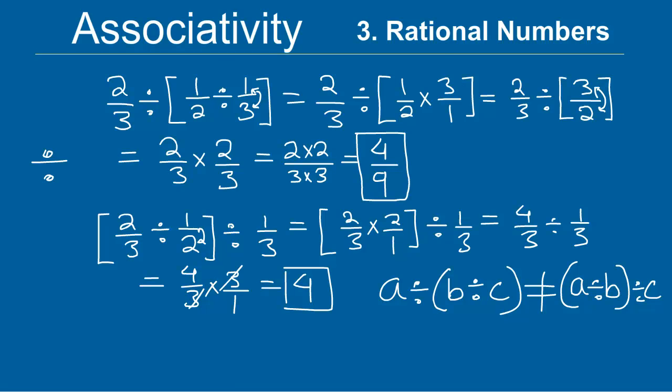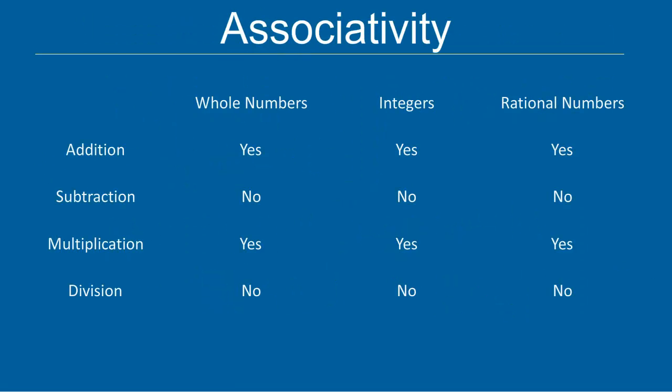Let's very quickly summarize what we have seen so far. I know this has been a very long video. So for associativity, for whole numbers, addition is associative, subtraction is not associative, multiplication is associative, division is not associative. For integers, similarly, addition is associative, subtraction is not, multiplication is, division is not. And for rational numbers, again, same pattern: addition is associative, subtraction is not, multiplication is, division is not.